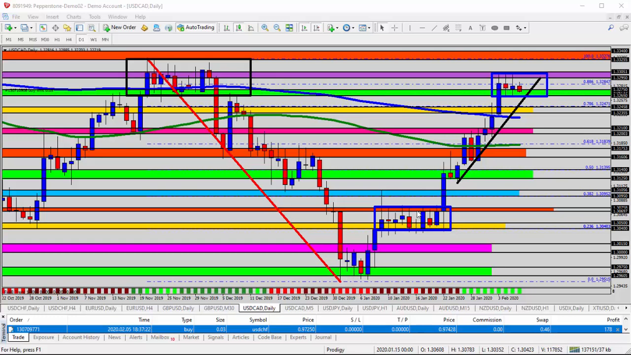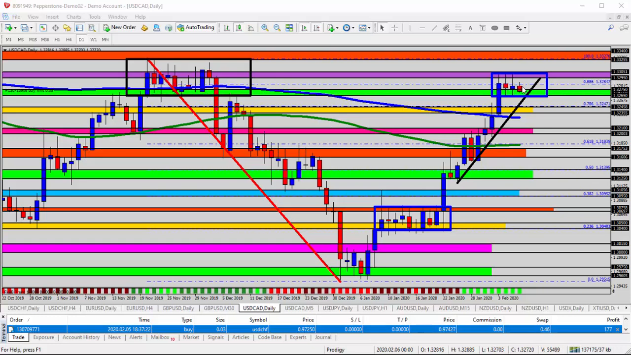It's been moving up, went into a period of congestion inside this lower blue box between the yellow and orange zone, went up a little bit more, found a period of congestion into the 1.3160 area, went up again, and now here we are at the top of the trend, at the blue box in the top right-hand corner of the chart between the green and purple zone.